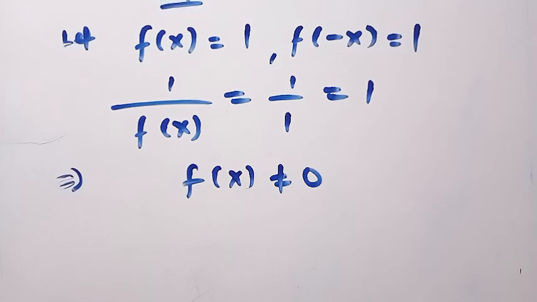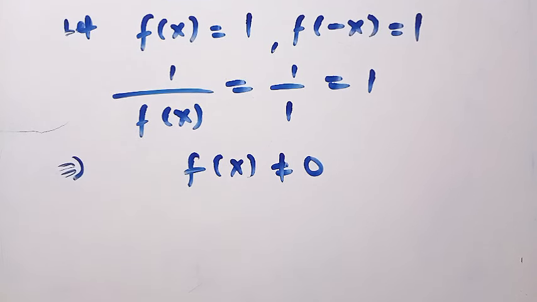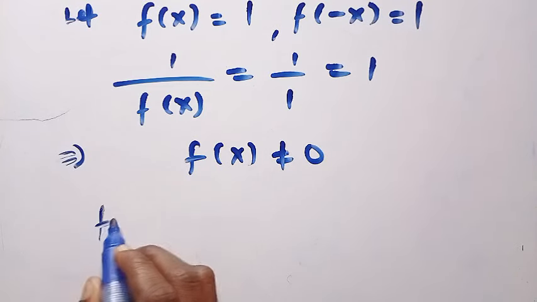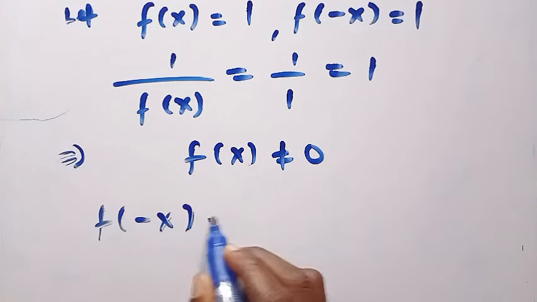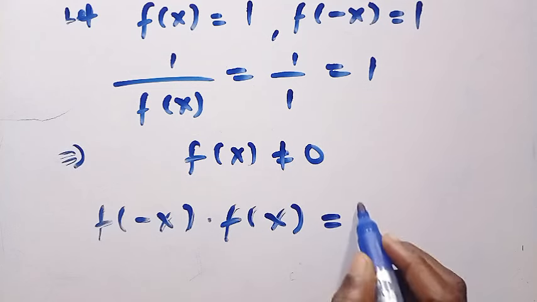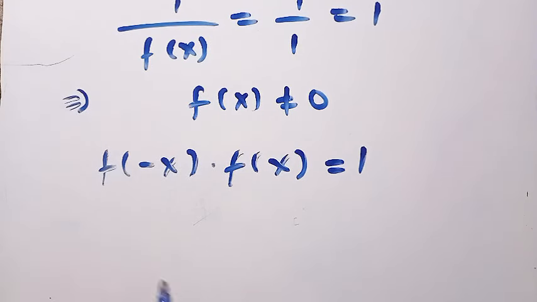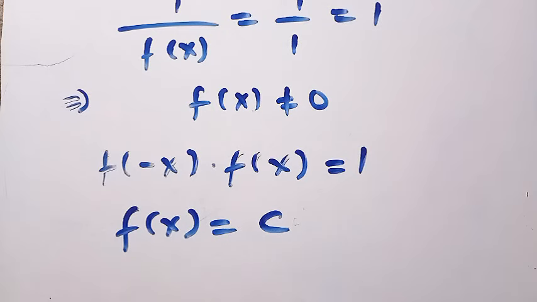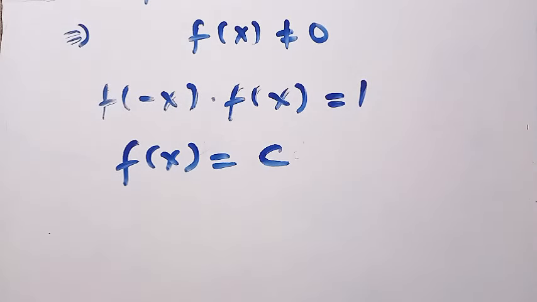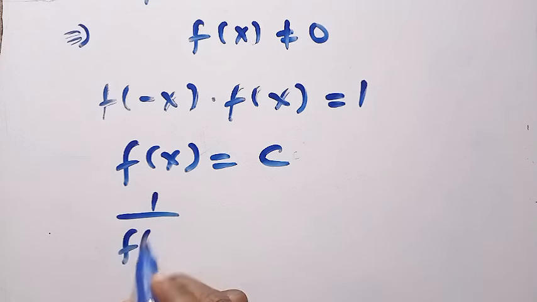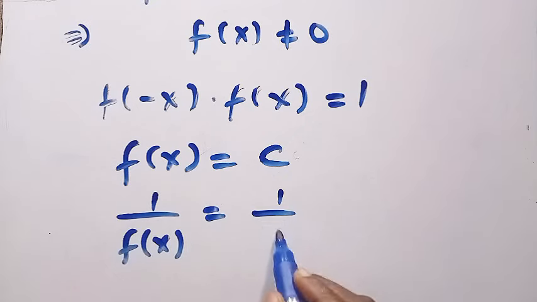Then after this, there are still other functions that we need to test for. But before that, from this constant we just checked, suppose I cross multiply. We are going to have f of minus x multiplied by f of x equals 1. So in a general form of this, if I let f of x be equal to c, a constant, then we are going to obtain 1 over f of x, which is 1 divided by c.